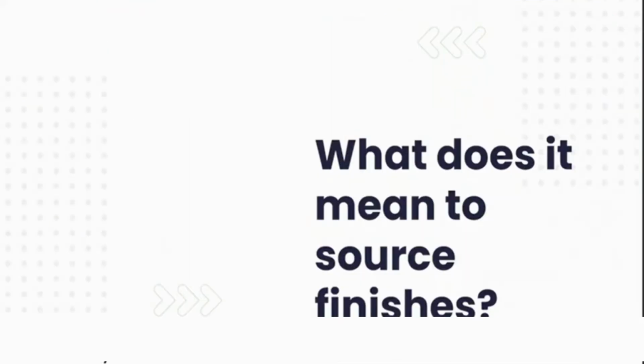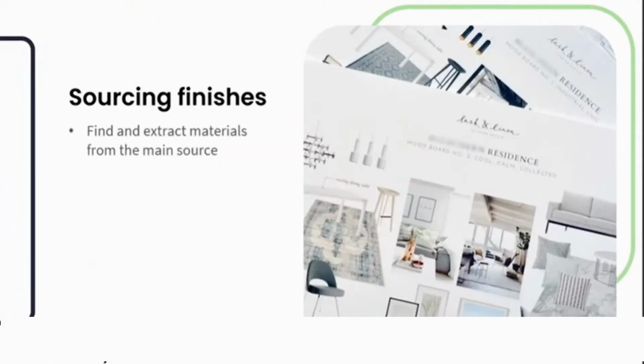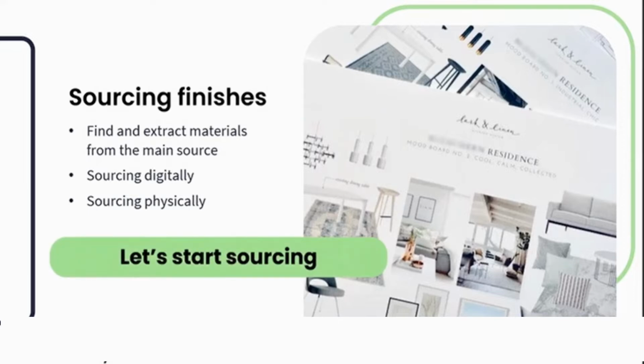Let's look at what it means to source your finishes. To source material literally means to find an exact material from the main source that you'd like to use within your projects, to select the material that best suits your design. So you can source materials digitally, or you can source your materials physically. Physically means to travel to showrooms and factories to choose and select material options that you want to present to your client. These are the ideas and materials that you want to use within your design. During this process, we meet with suppliers and explore showrooms. So let's begin our sourcing process.